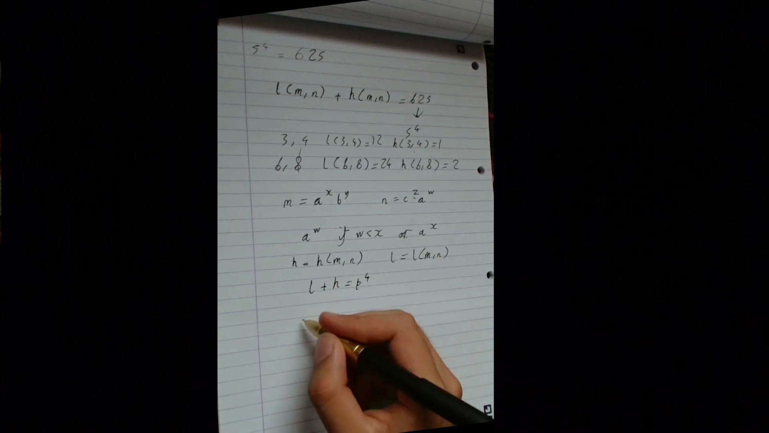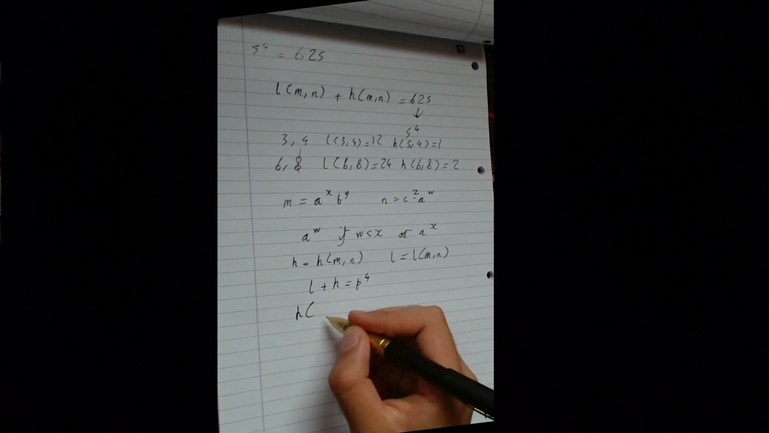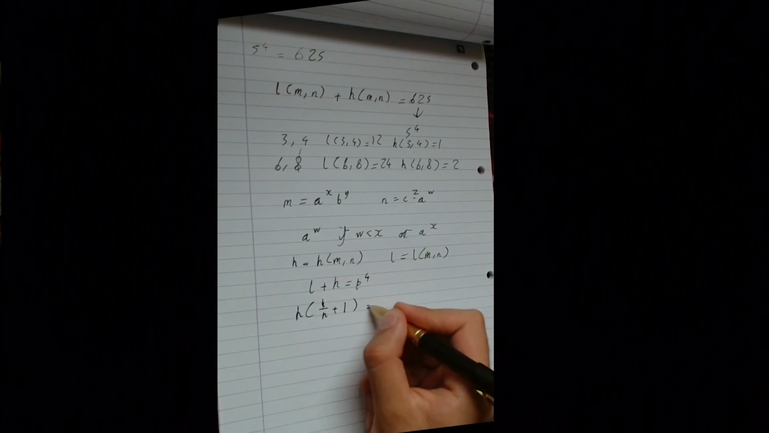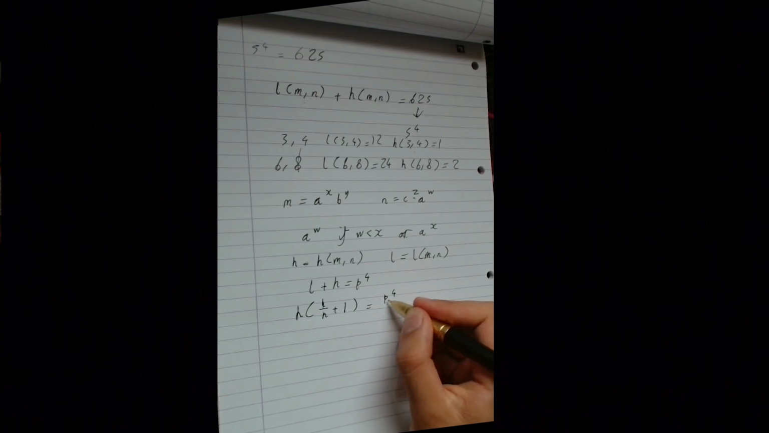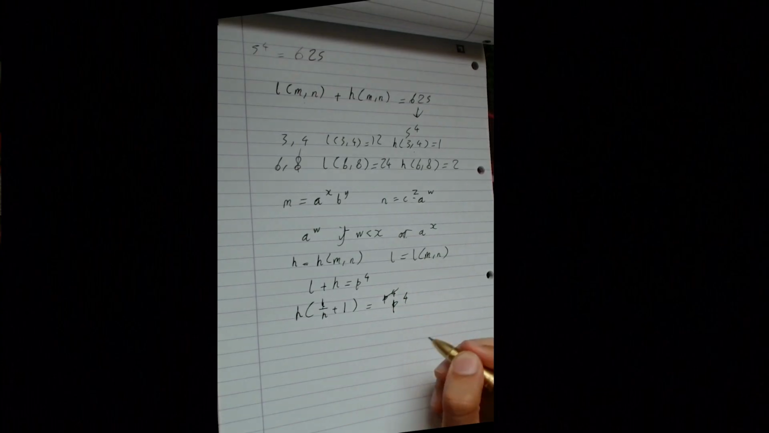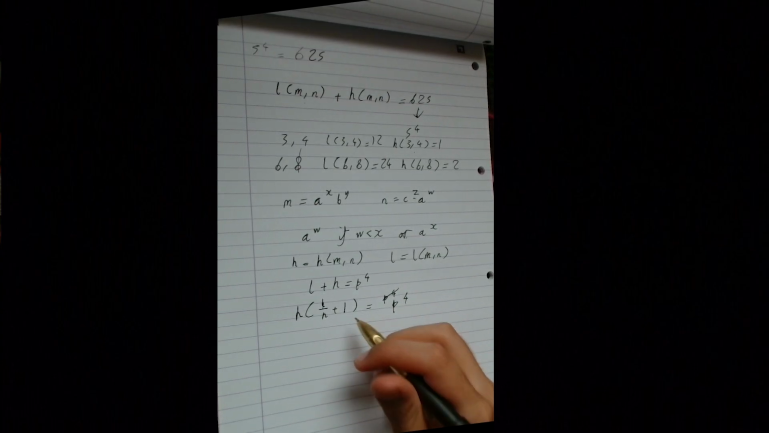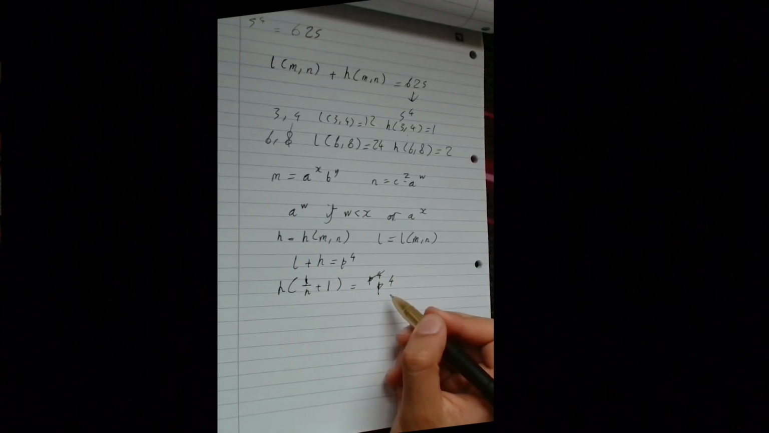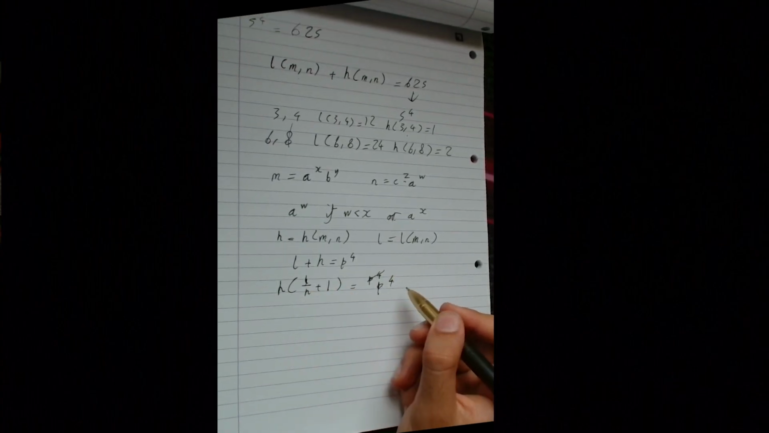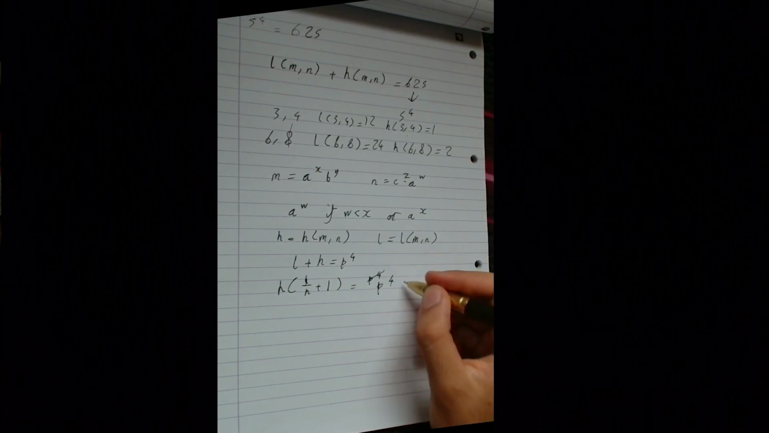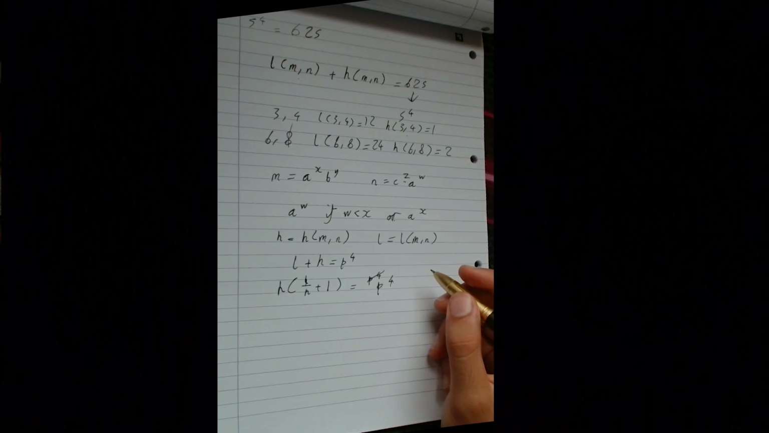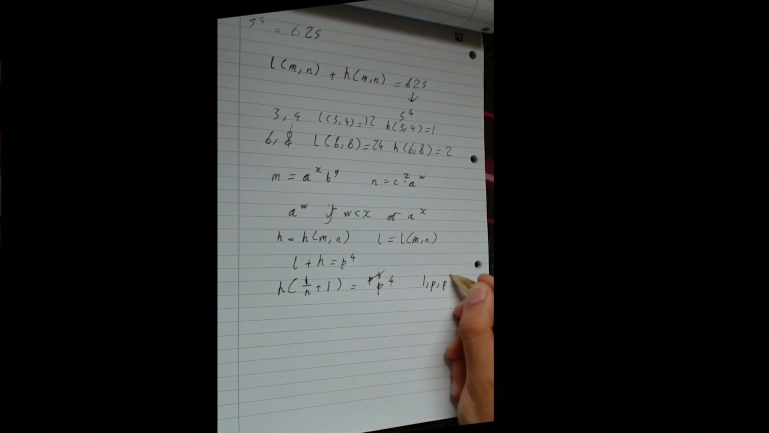We can actually take out a factor of h: h times (l over h plus 1) equals p to the 4. Okay, well, we've gotten somewhere already, because now we've got a product equal to a prime to the 4. So of course, p to the 4, just as a number, only has so many constituent parts. It's made up of 1, p, p squared, p cubed, and p to the 4.